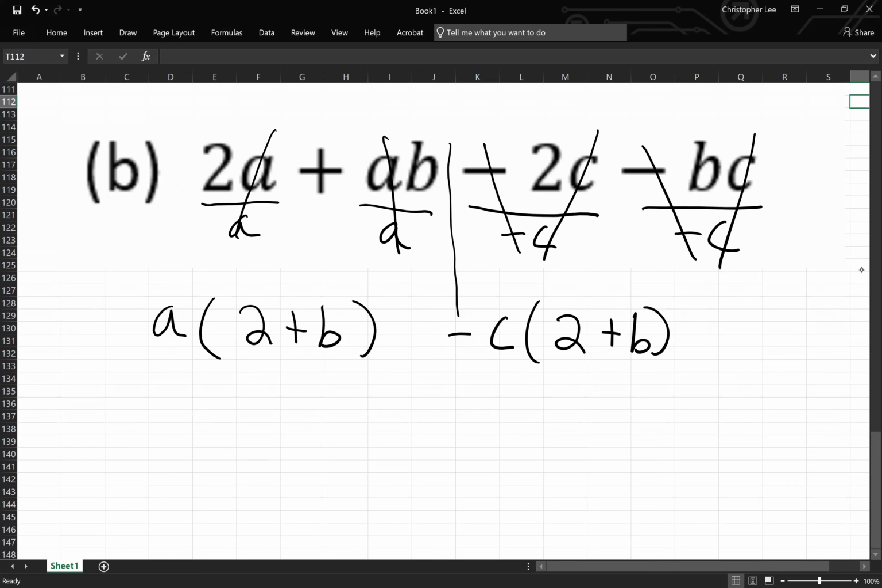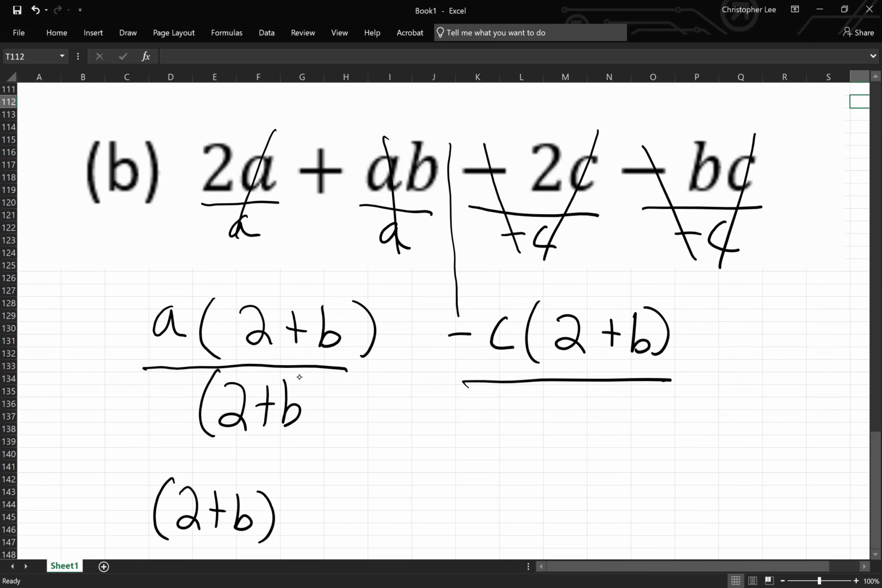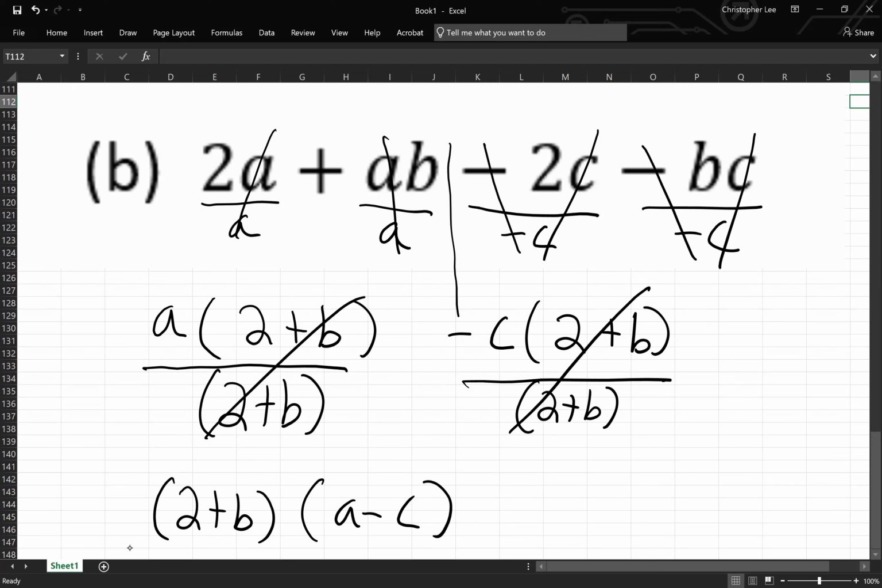All right, greatest common factor one more time. What do both these terms have in common? Exactly, right? So I'm gonna factor out a 2 plus b. Remember, it's like I'm dividing by 2 plus b. So now what's left over? A minus c. That's it.